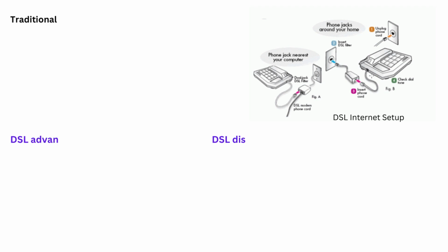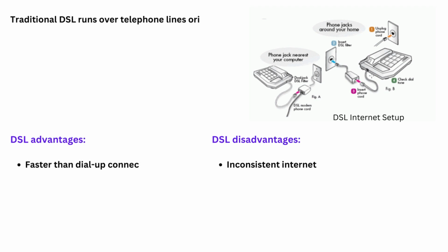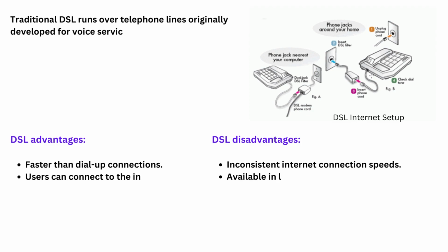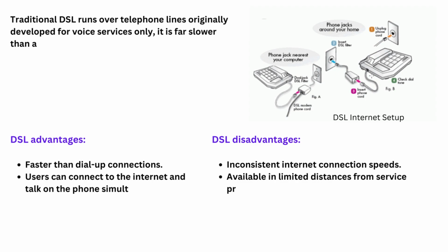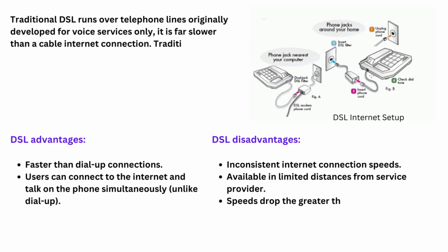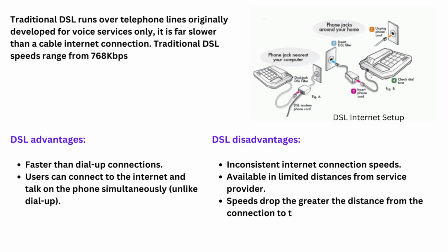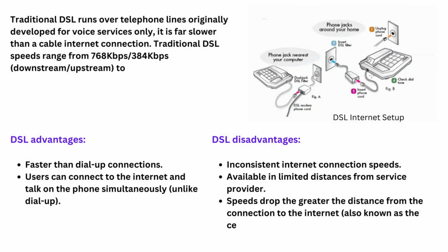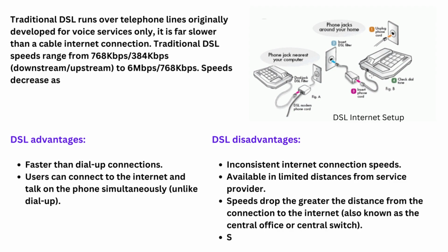Traditional DSL runs over telephone lines originally developed for voice services only. It is far slower than a cable internet connection. Traditional DSL speeds range from 768 kbps/384 kbps, downstream/upstream, to 6 Mbps/768 kbps. Speeds decrease as the distance between the DSL service location and the central switch, or central office, providing the DSL connection increases. Most DSL providers do not have data caps.